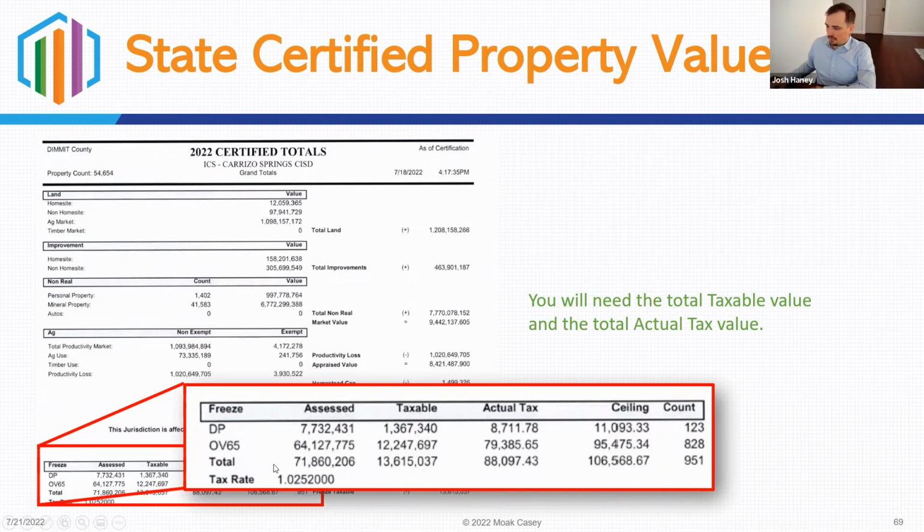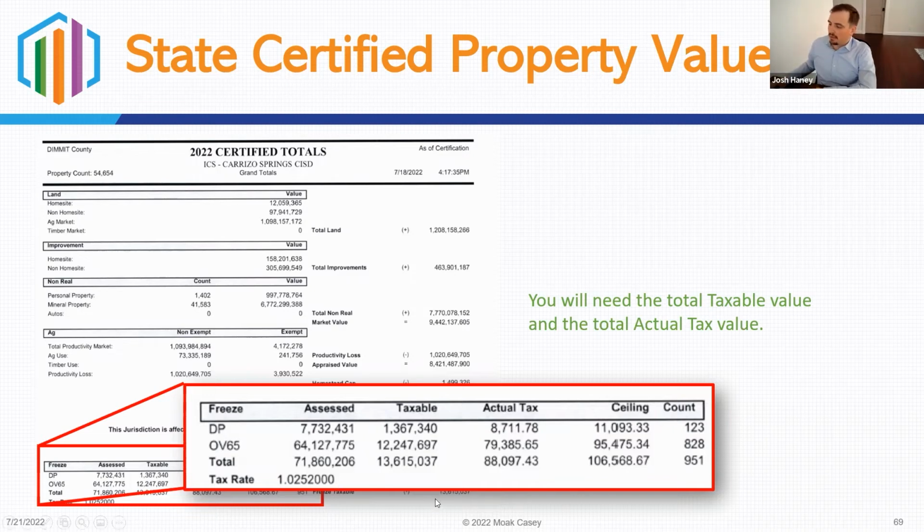You see a tax rate here. You can ignore that because this tax rate is essentially last year's tax rate. Okay, your CAD doesn't know your 22 tax rate because you haven't adopted it yet, right? You're going to adopt it in late August or in September, hopefully. And so this is not the tax rate we're going to use.